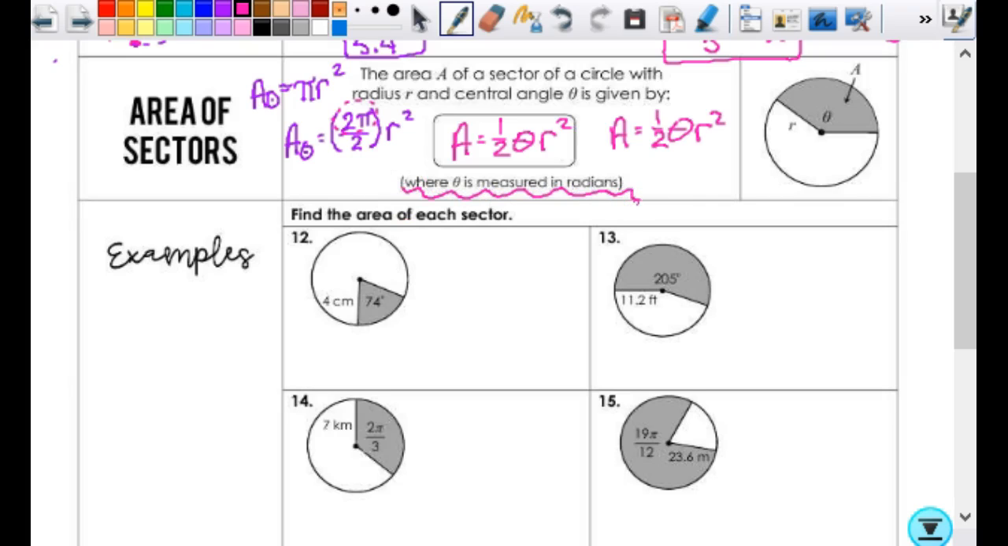So here, we have degrees. That's a problem. We take 74 and multiply it by what? Pi over 180. You let the calculator do the work on that, and you get 37 pi over 90. It's not real pretty.